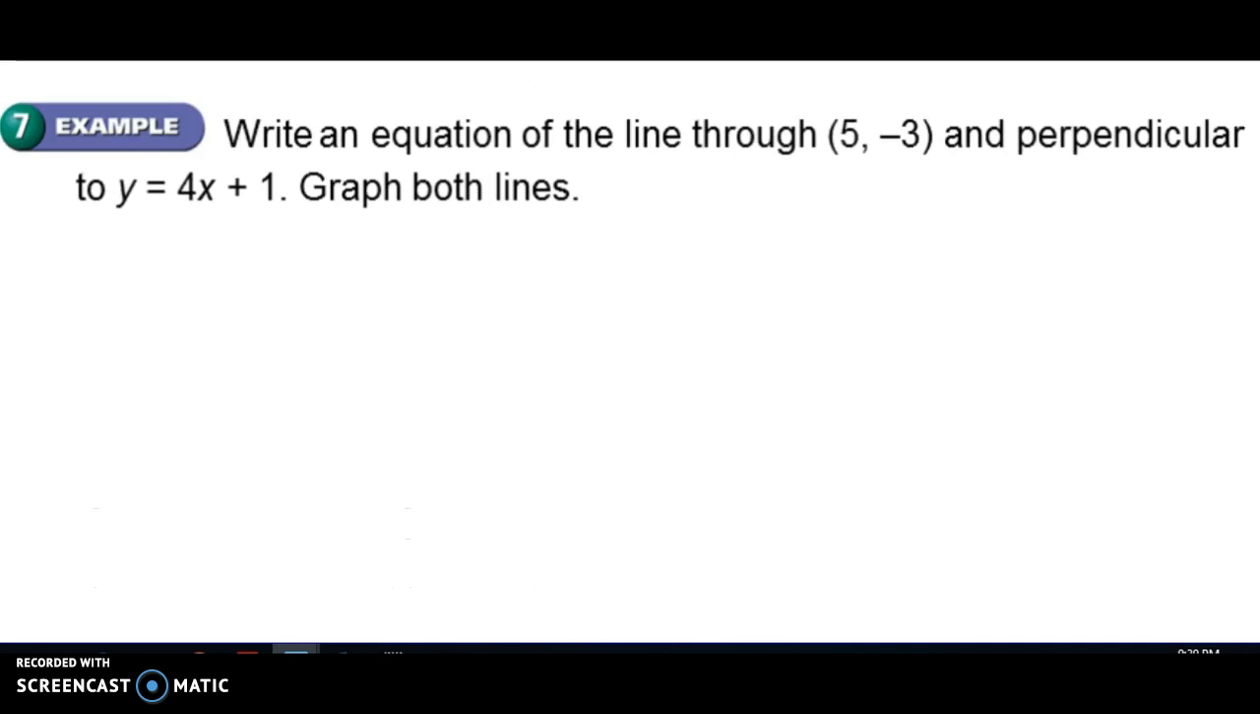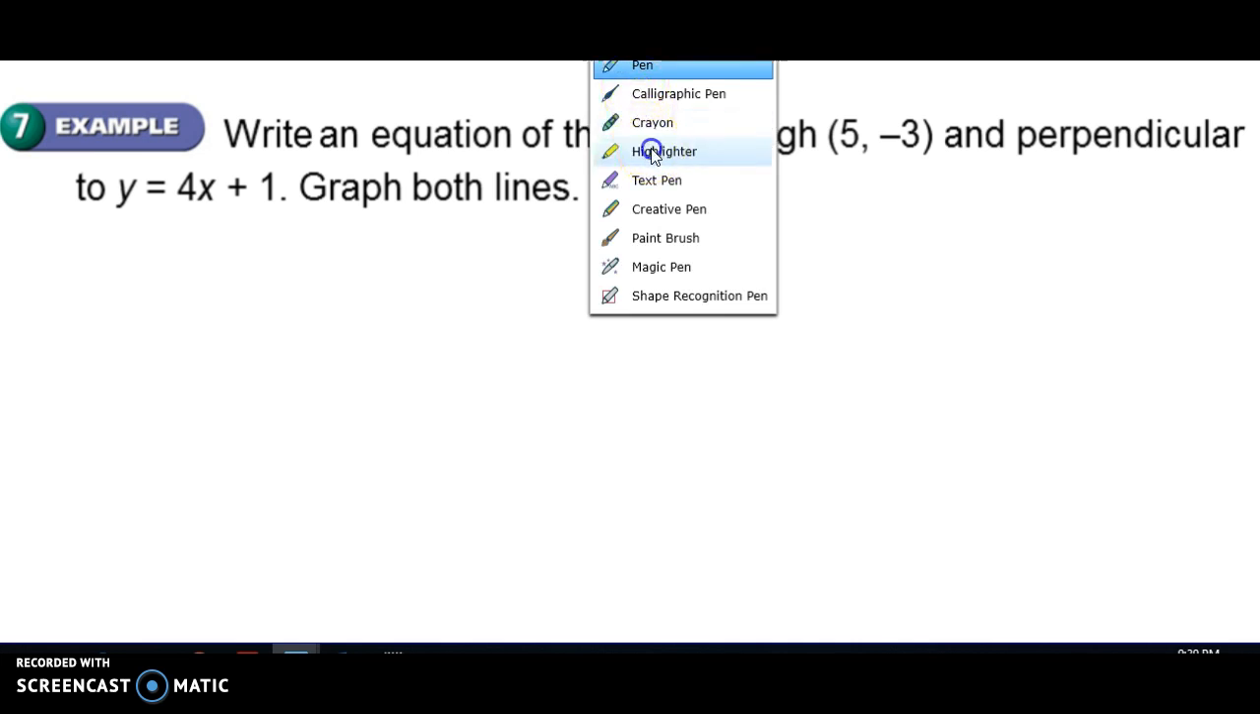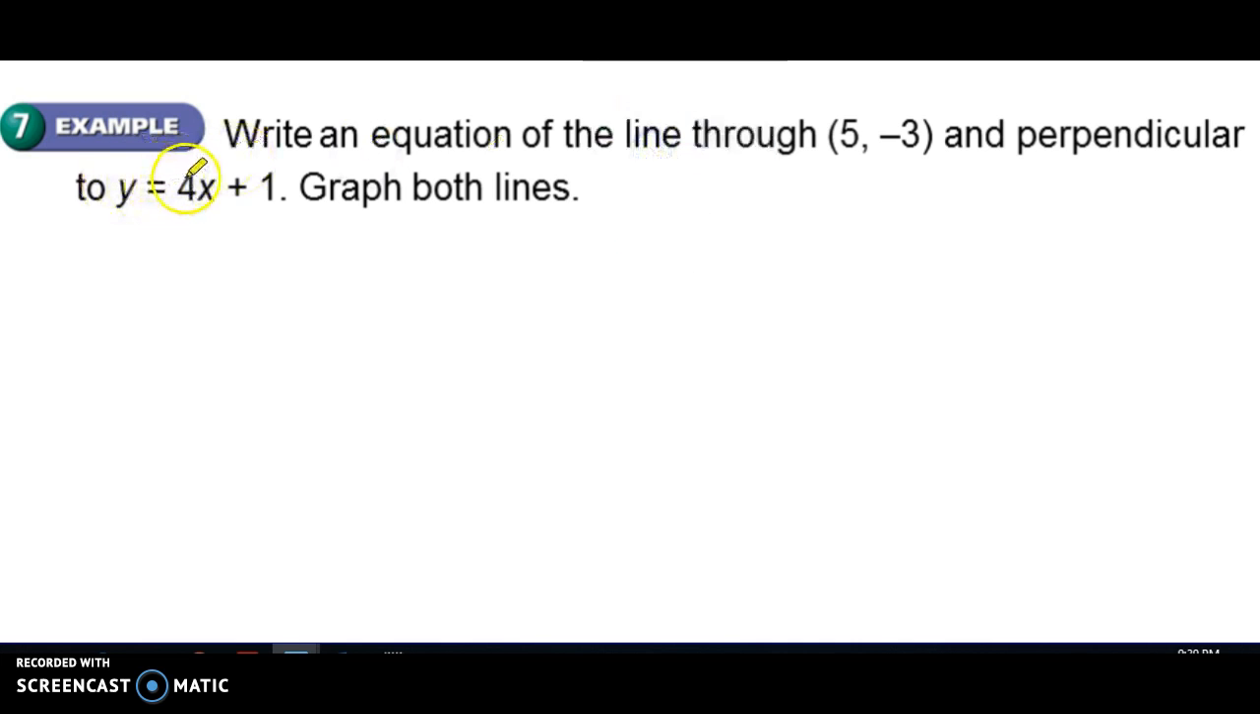Okay, here we're going to write the equation of a line through the point 5, negative 3, and perpendicular to the line y equals 4x plus 1. Okay, so to write the equation of a line, I always just need a point and a slope. So I want my line to be perpendicular to this line. So I look at this line, y equals 4x plus 1, and I figure out what its slope is. All right, its slope is right there. It's 4, not 4x. It's 4. So now I write, slope equals 4.